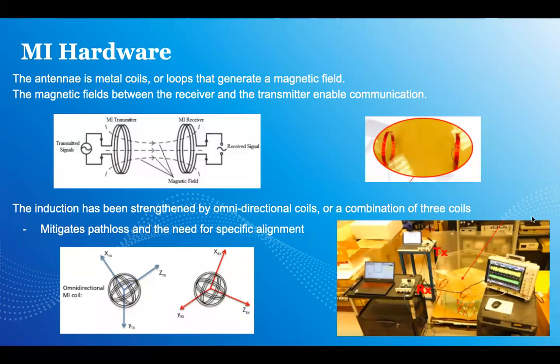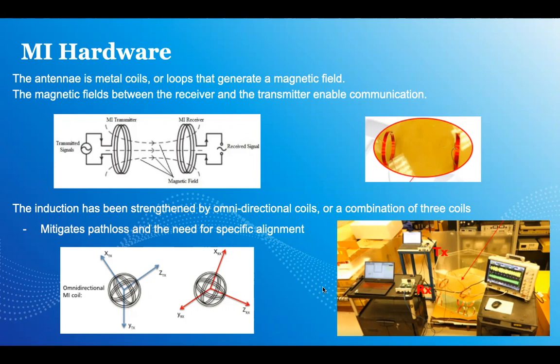Okay, hardware for MI is those metal coils or loops, and essentially when we run a current through these coils, they will generate a magnetic field, and then any change in that magnetic field will create a flux, which allows them to communicate. So these coils usually need to be parallel in order for it to work effectively.